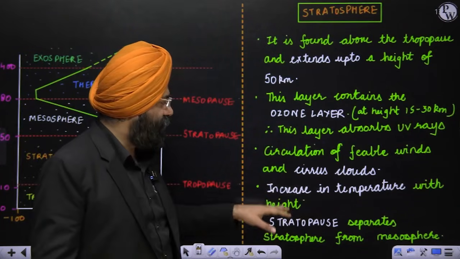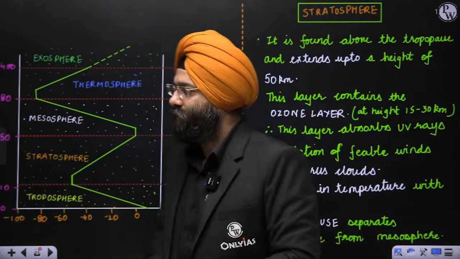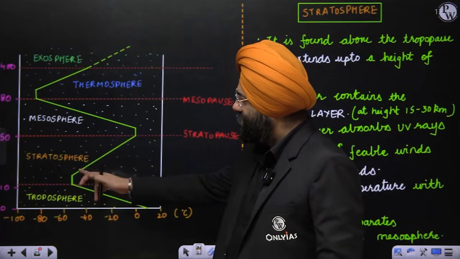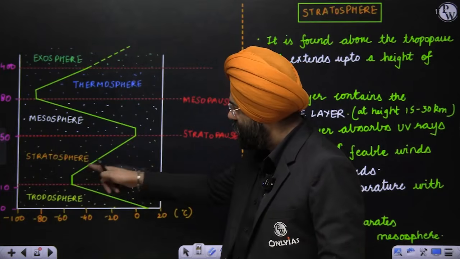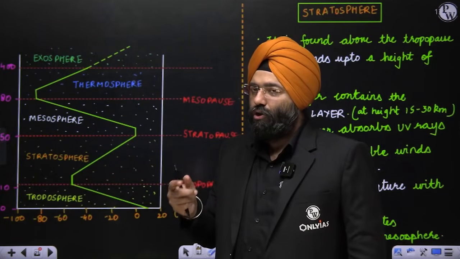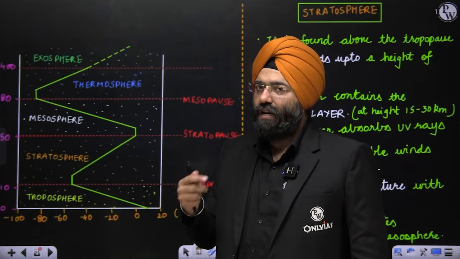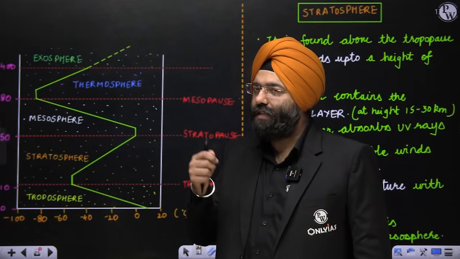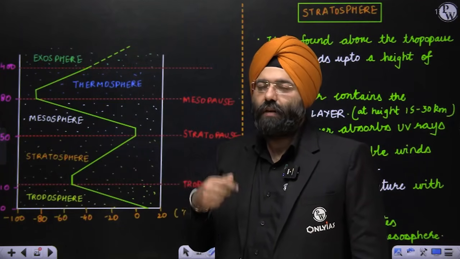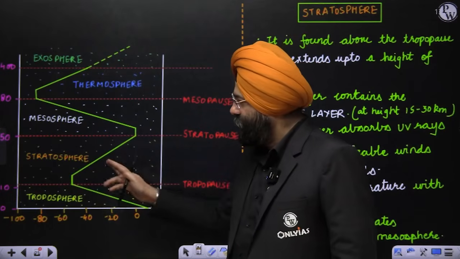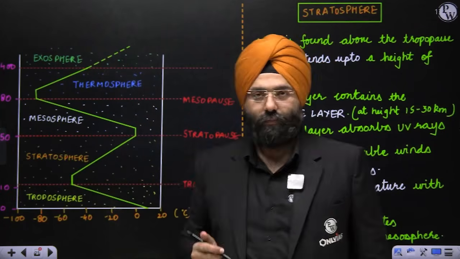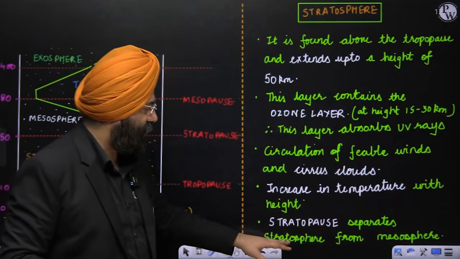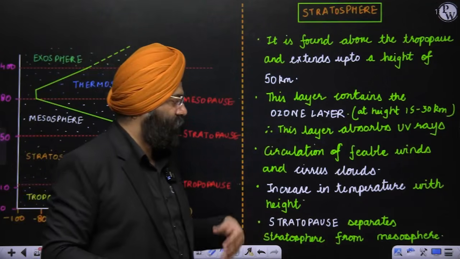Increase in temperature with height. Now please understand, as you move upward, there is an increase in temperature. If you see here, the reason is that the ozone layer being present, chemical reactions taking place, and UV radiation being absorbed here lead to an increase in the temperature in this particular layer. The major reason for that. So that is why you realize there is an increase in temperature over here. Clear? So stratopause basically separates the stratosphere from the mesosphere.